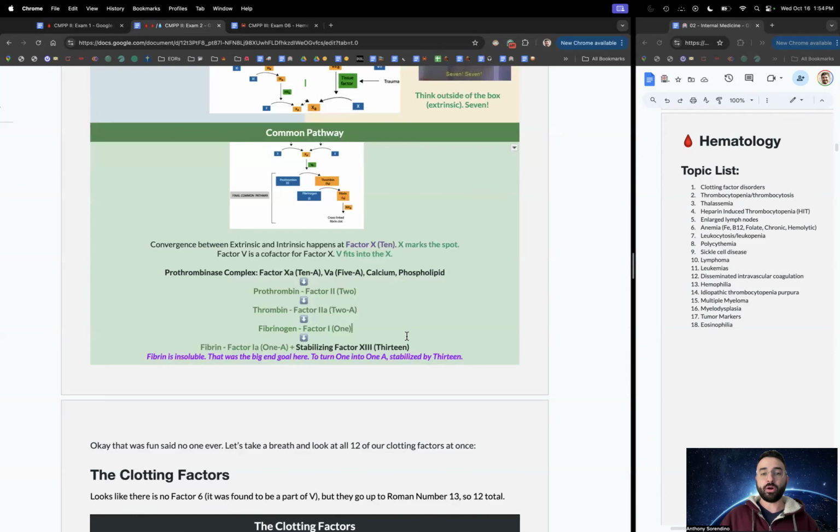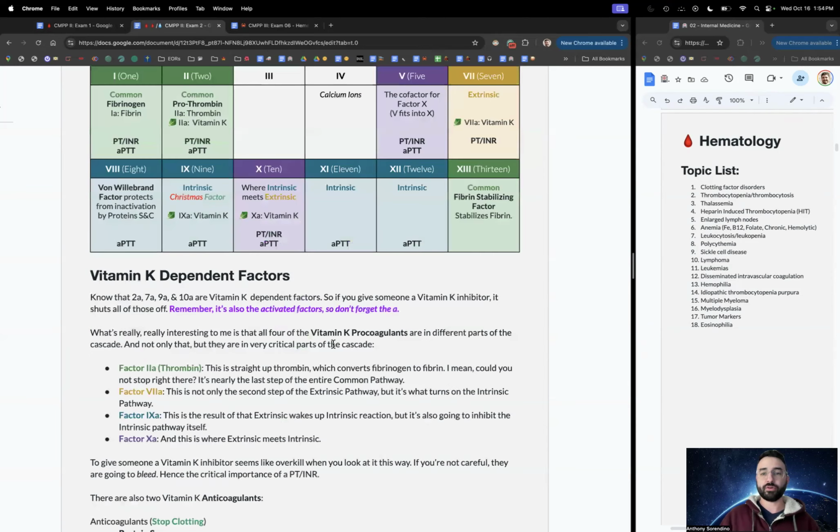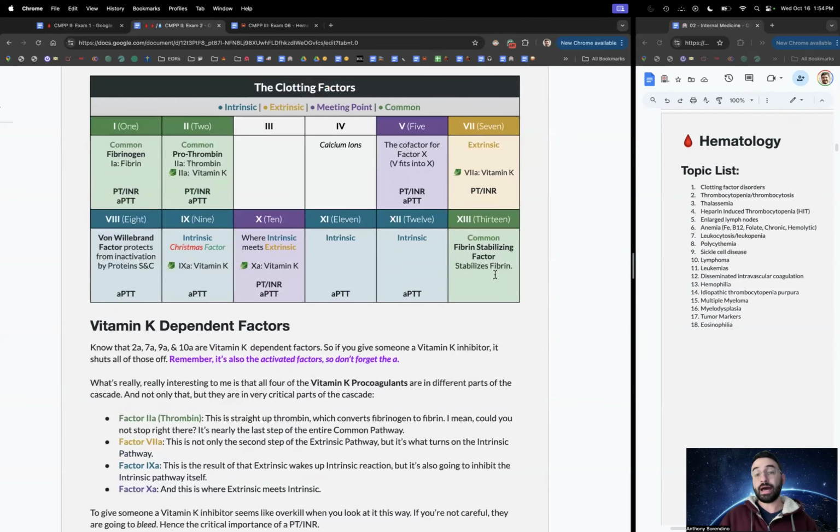That is our kind of final piece of all of this. That's what's actually doing the clotting in your body. When fibrin is degraded, that's what a D-dimer is. And 13 at the very end is going to stabilize 1. So I guess 12 isn't the greatest. 13 is. So the highest one stabilizes the first one.